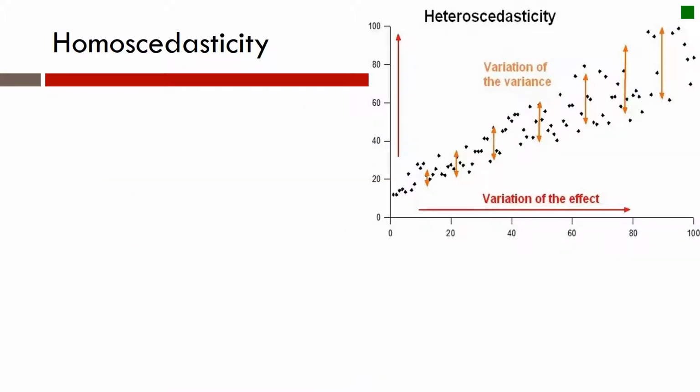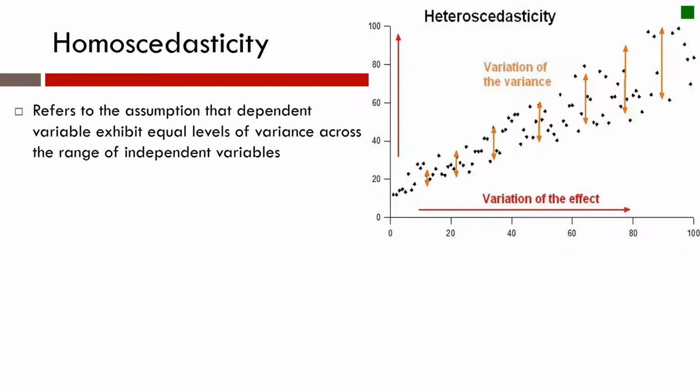The next assumption is called homoscedasticity, and again, we want to make sure that the relationship between two variables does not change with the scale of the variables. Okay, so this little graph over here indicates that the relationship is changing as one variable becomes larger, or as the variables become greater. And so we have this thing called the variation of effect and the variation of variance that's taking place here.